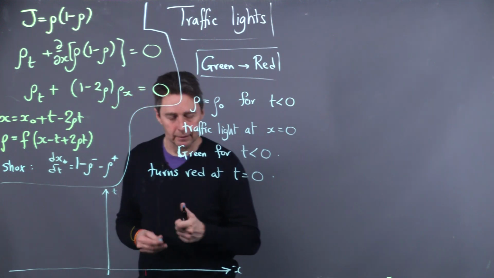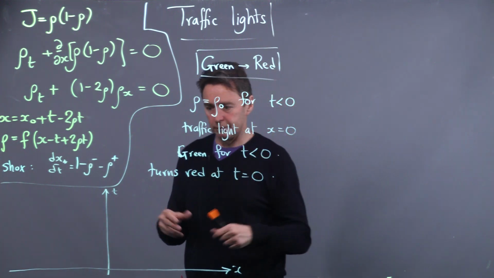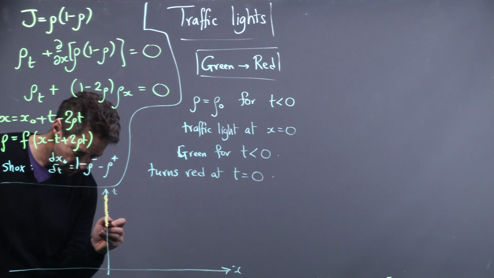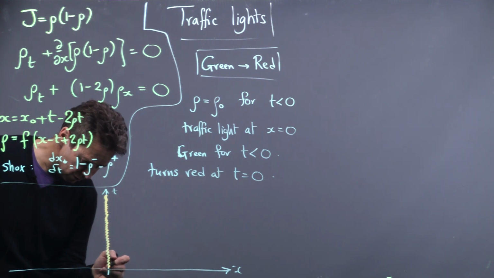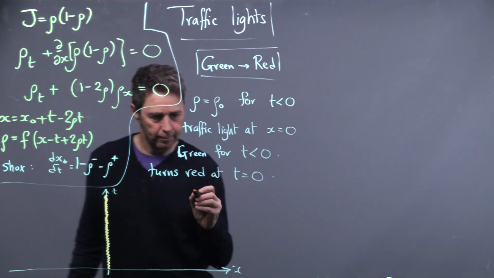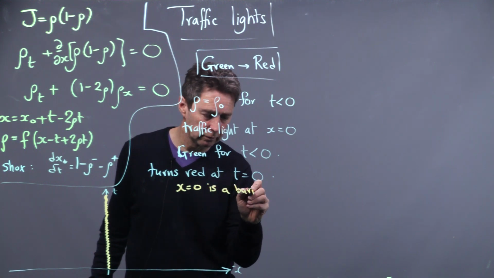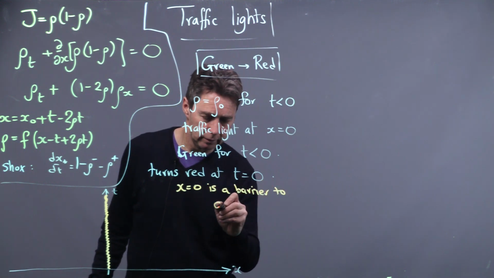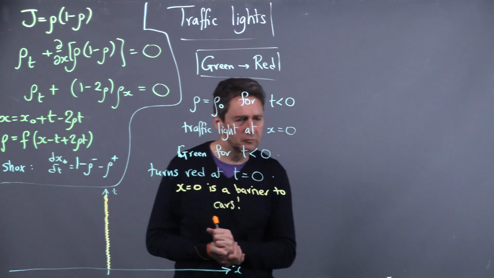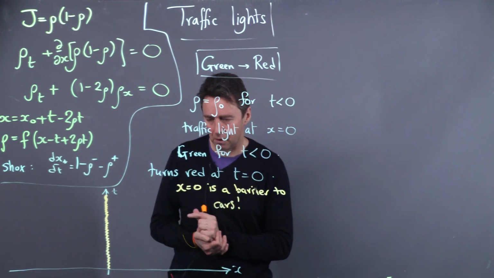Okay, right, so what's happening now is the following. As soon as the light turns red, cars have to stop in this model. And so the t-axis here, that's where the traffic light is, it becomes an impermeable barrier. Cars can't get through. Barrier.